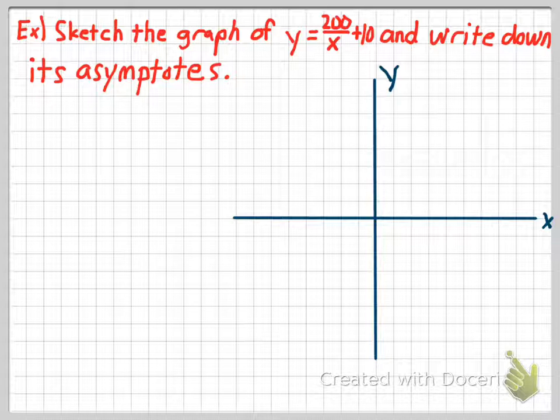Well, alright, remember the asymptotes were based on what you could not use for an input and what you could not possibly get for an output. You still can't divide by 0, can you? So your vertical asymptote is still going to be the line x equals 0.